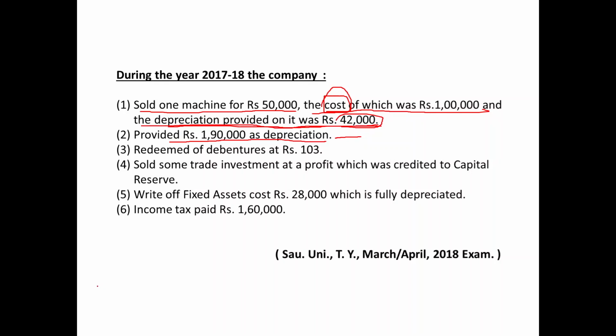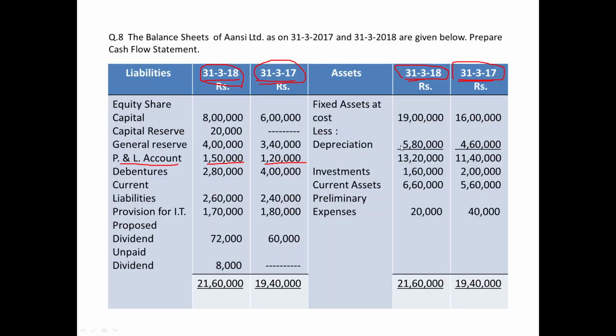Let us verify the balance sheet whether company follows the depreciation fund system or not. Have a look on the asset side. Very first item, fixed assets at cost. Opening balance 16,000, closing balance 19,000. Less depreciation 4,60,000 for the last year, 5,80,000 for the current year.